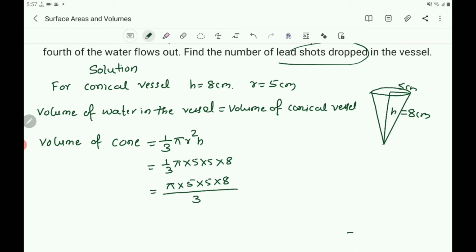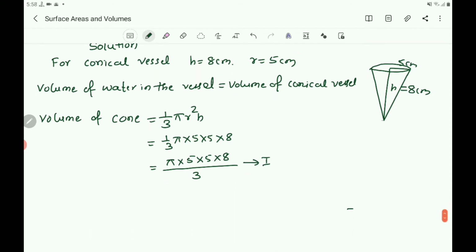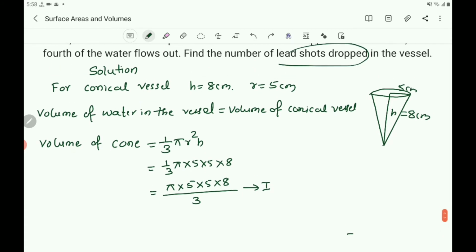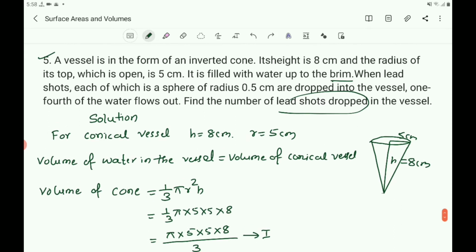That is the volume of the cone. You write it first. Don't multiply it. So if you keep it this way, it makes it easy for you. Next, you take how much water is displaced, that is 1/4 of the water flows out. When the lead shots are dropped into the vessel, 1/4 of the water flows out.